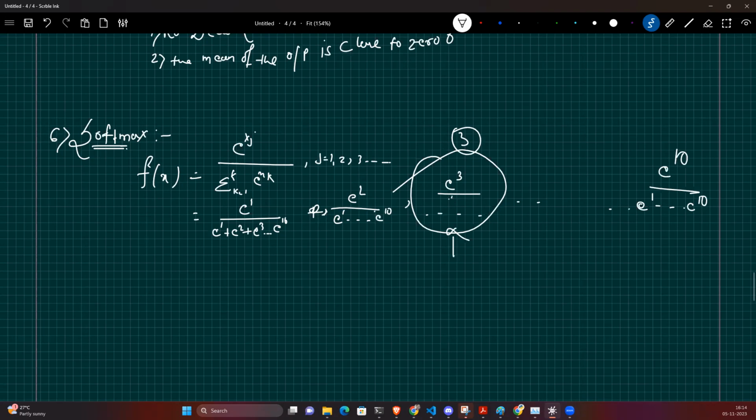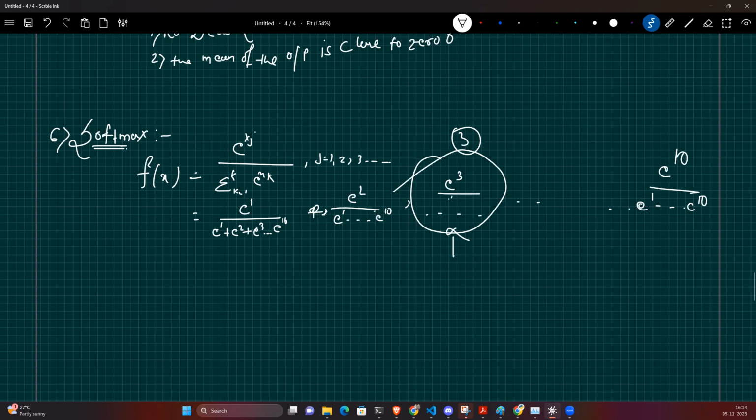So the softmax function is basically used for multi-class classification problems, not binary classification. You can apply softmax in a binary classification problem as well, but there is no use, because only two terms will be there. That can be solved easily with the sigmoid activation function, so in that case we don't need softmax. Multi-class classification means the output should not be continuous.